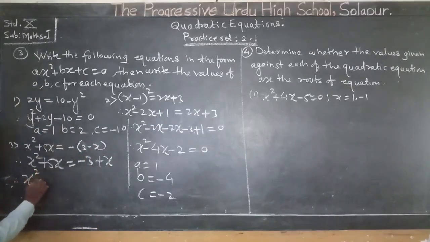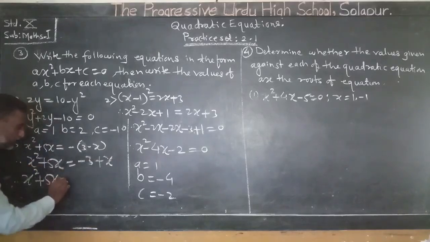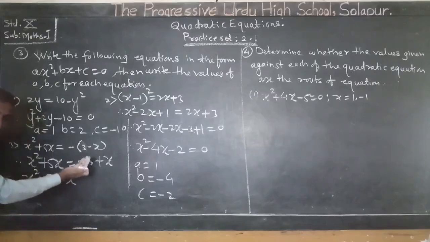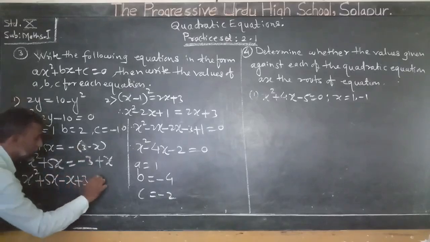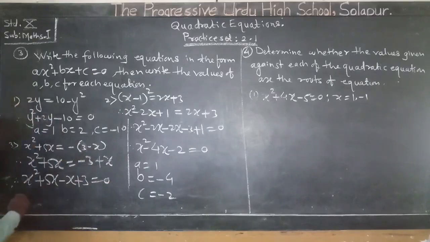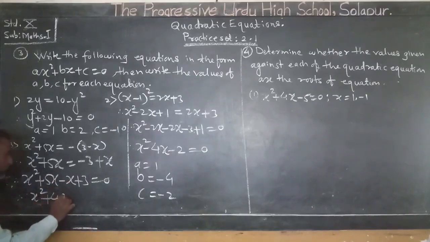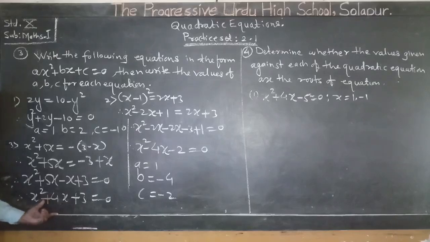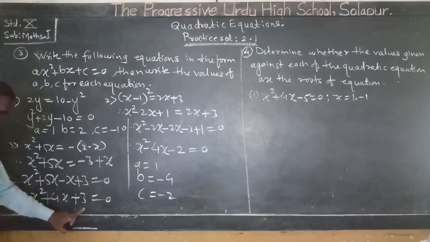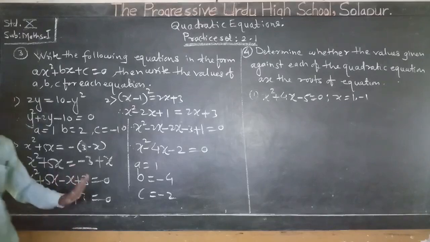Therefore, x square plus 5x, these two terms as it is, take this x to the left hand side, it will become minus x. Take minus 3 to the left hand side, it will become plus 3 is equal to 0. Therefore, x square, 5x minus x, 4x, plus 3 equal to 0. So this is the standard form. Now write the values of A, B, C. A is 1, B is linear coefficient 4, and C is the constant term 3. So in this way, values of A, B, C will be 1, 4, 3 respectively.